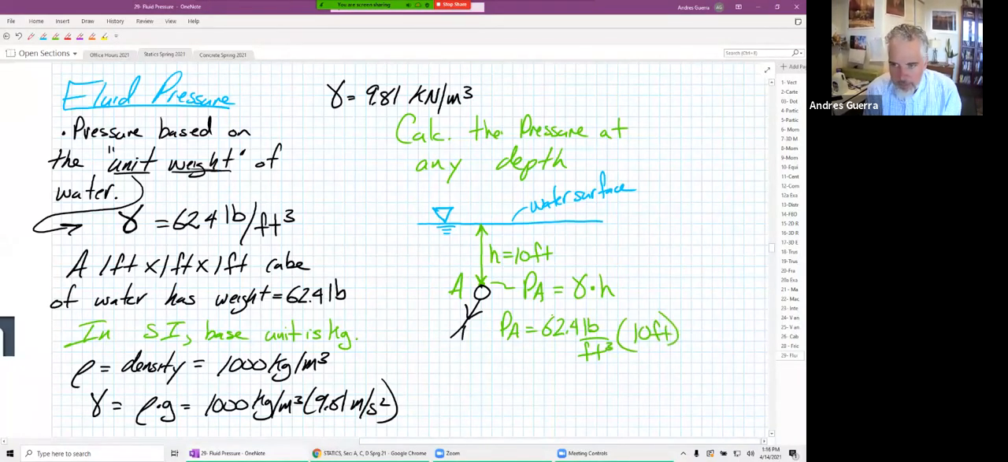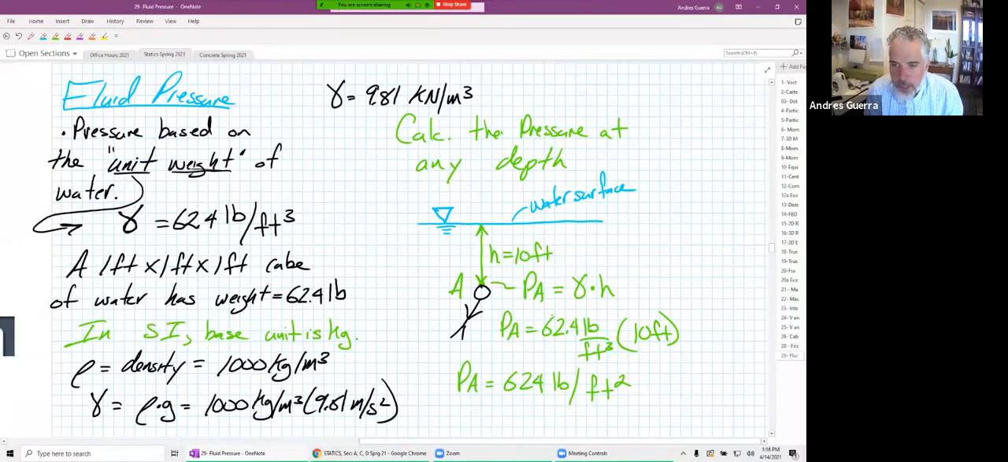Let's take a look at the units here. I'm going to keep track of our units. We're going to end up with PA equal to 624 pounds per square foot, right? The cubic foot on the bottom cancels out with that 10 feet right there. And so we end up with 624 pounds per square foot. That sounds like a lot of pressure, doesn't it? 624 pounds. You can swim down to 10 feet, though. If you're not used to it, you will feel it hurting in your ears.